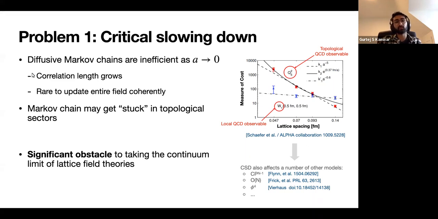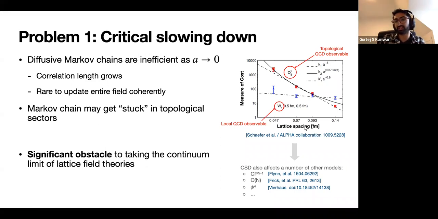And so for growing correlation length on the lattice, as A is taken to 0, this Markov chain process tends to have longer and longer correlation time. So it requires many more Markov chain updates before you get an independent configuration from your chain that has no correlation with the previous one. And it's also the case, because these diffusive updates tend to be local, it's rare to coherently update the entire field, which is what you might need to do if there's some sort of well-defined topological structure. And so Markov chains of this form tend to get stuck also in topological sectors.